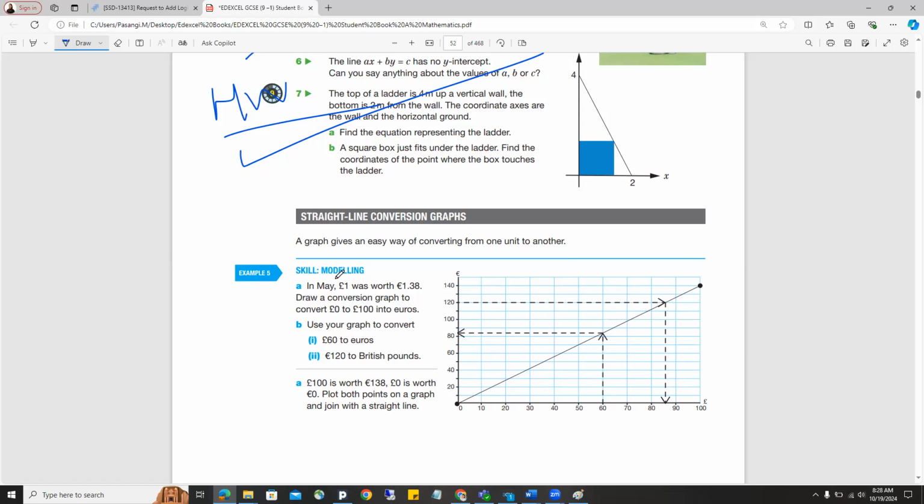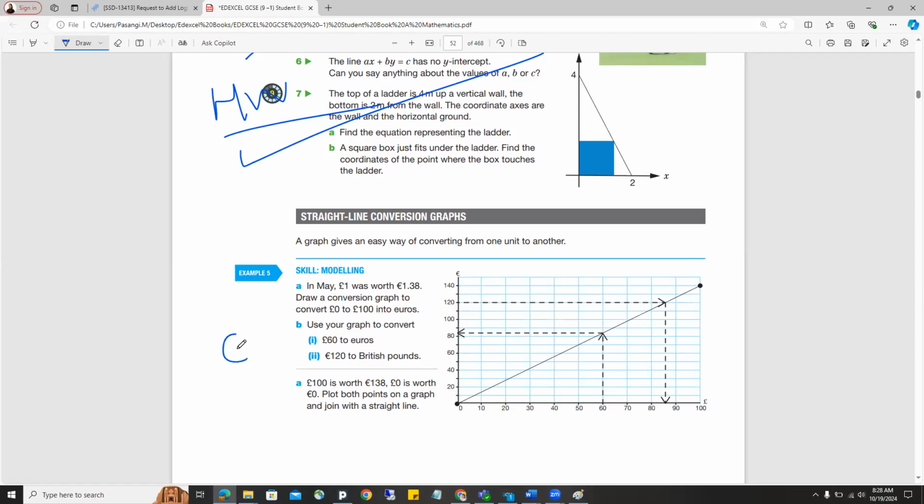Another question is: in May, £1 was worth 1.38 euros. Draw a conversion graph to convert 0 to 100 pounds into euros. Use your graph to convert the 60 pounds to euros, and this one, euros to British pounds. So this one is pounds, this one is euros.